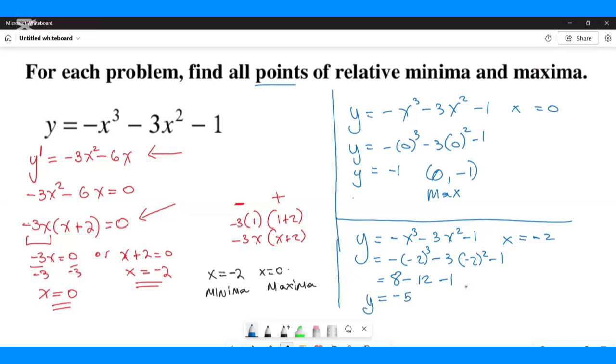So y is -5. But what is my coordinate there? It's going to be (-2, -5), right? So this is where my minimum actually is, my minimum, right? So basically, that's what we have right there.